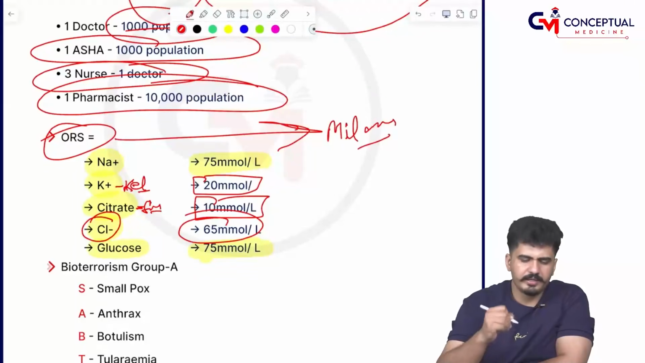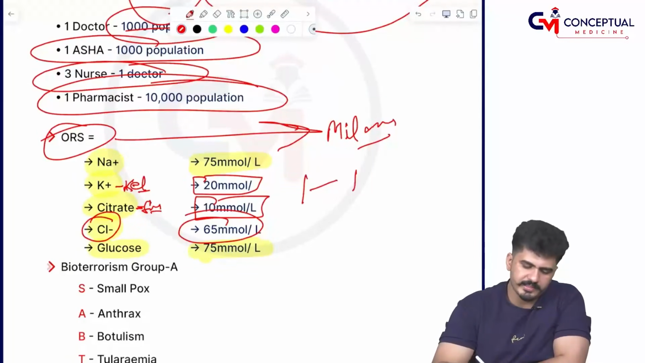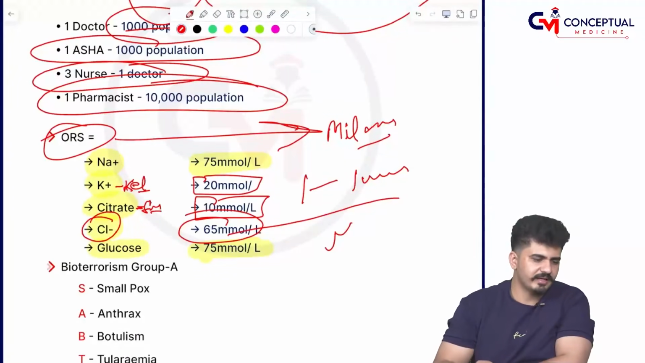ORS is the fluid of choice for mild to moderate diarrhea. How are we giving it? 1 sachet we are mixing in 1 liter water. WHO has advised like that, sir.